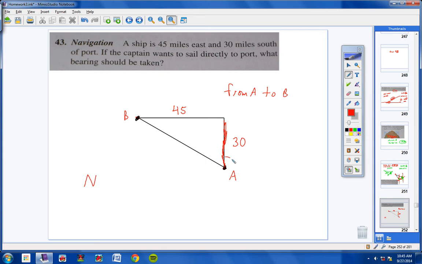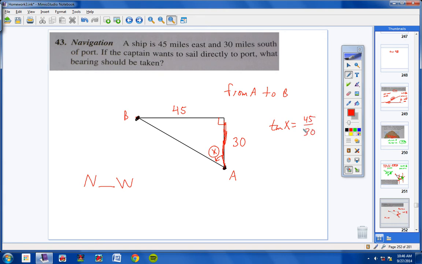And then I'm not going to rotate to the right, obviously. I'm going to rotate to the left, which would be west. And that's the angle I'm looking for. We'll call it X. So based on this angle here, here's my right angle. Based on angle X, I have opposite and adjacent. So I'm going to use tangent of angle X equals opposite over adjacent.